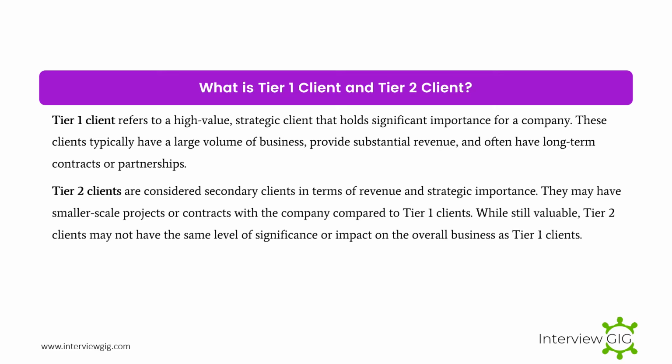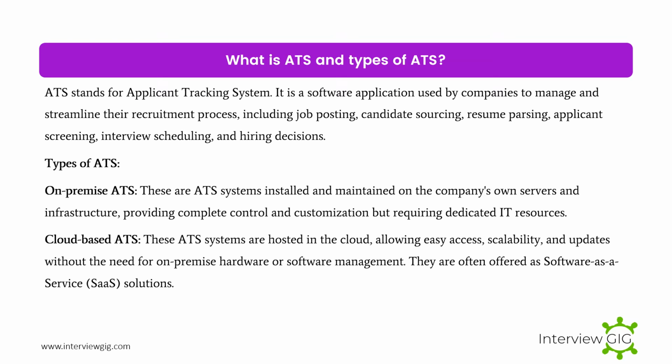What is a Tier 1 client and a Tier 2 client? A Tier 1 client refers to a high-value, strategic client that holds significant importance for a company. These clients typically have a large volume of business, provide substantial revenue, and often have long-term contracts or partnerships. Tier 2 clients are considered secondary clients in terms of revenue and strategic importance. They may have smaller scale projects or contracts with the company compared to Tier 1 clients. While still valuable, Tier 2 clients may not have the same level of significance or impact on the overall business as Tier 1 clients.